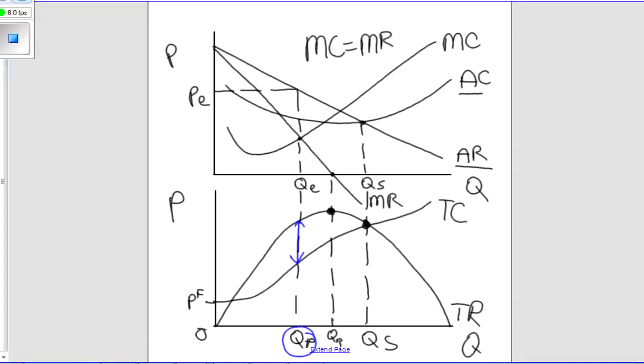Anything produced beyond sales maximization, hence this green area, will be a loss. And anything produced before that point and between this red point here, because beyond this point there will be a loss. So anything red here is where a firm will be operating at a profit.